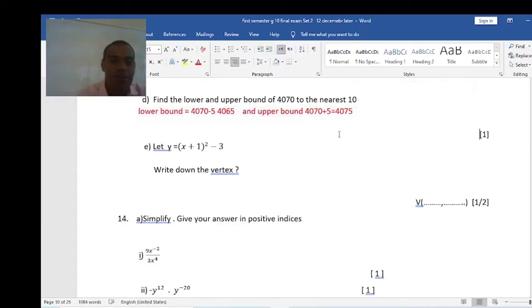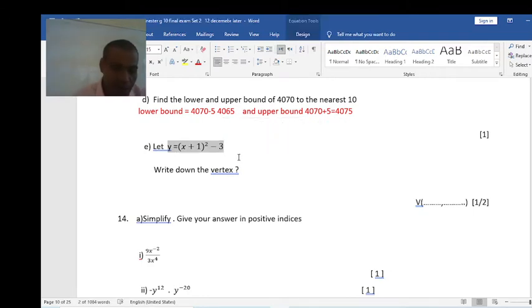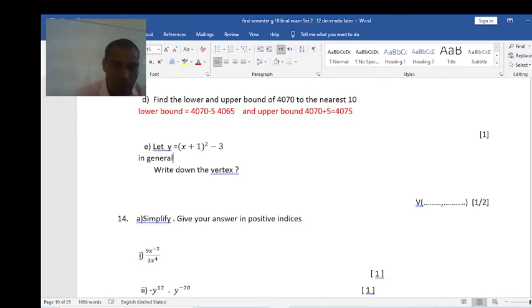For the next equation, let y equal (x plus 1) squared minus 3. Okay, so the vertex in general, learners, write the vertex in general: if y equals (x plus p) squared, for example, or minus p. Okay, I will just use plus p, plus p, minus q or plus q.